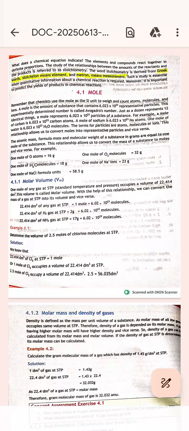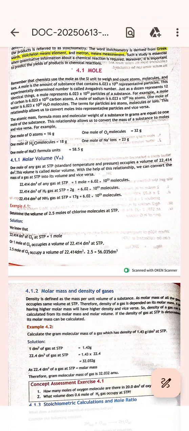Basically, it's a word from the Greek language, and stoichion means element and metron means measurement. So it's basically the measurement of elements. Such a study is essential when quantitative information about a chemical reaction is required. Moreover, it is important to predict the yields of products in chemical reactions. Now we are going to study the mole.